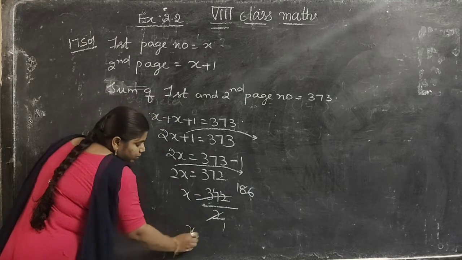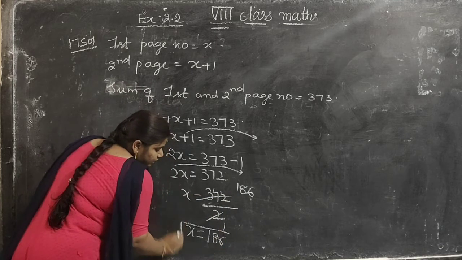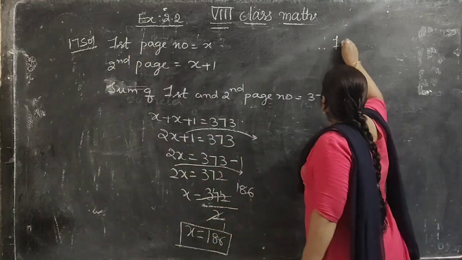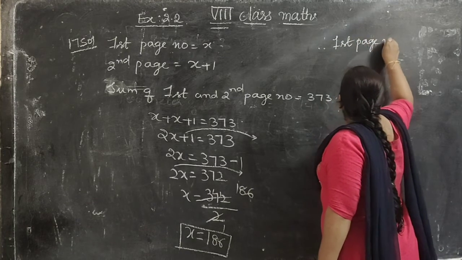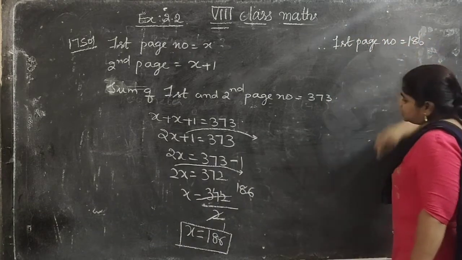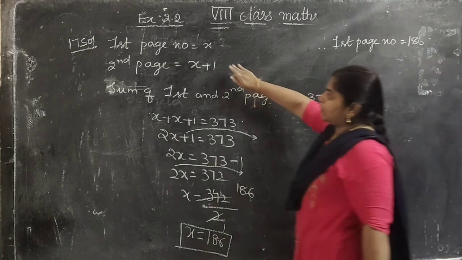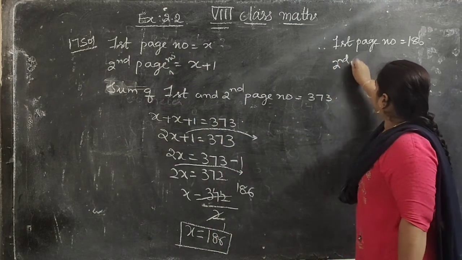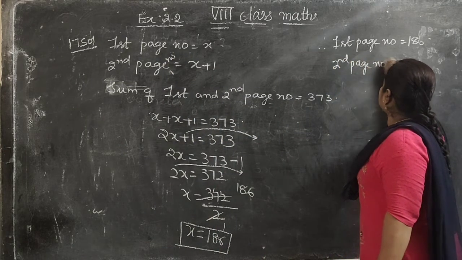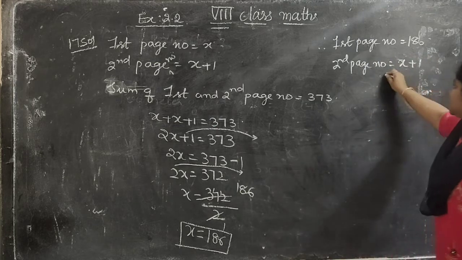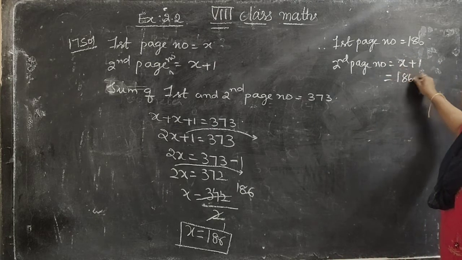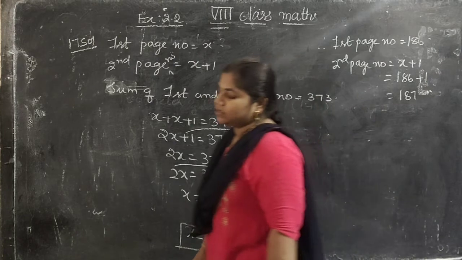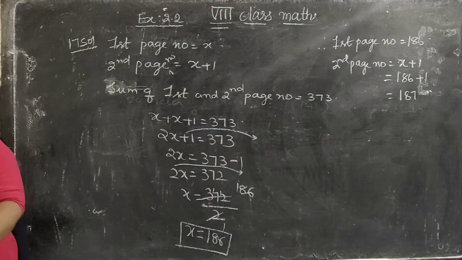So what is the first page number there? The first page number is 186. So x is nothing but the first page. Therefore, first page number is 186. Now what do we have to find? We have to find the second page number also here. So what is the second page number here? Second page number is what we have taken in the form of x plus 1. So x means 186 plus 1, that will be equals to 187. So first page number is 186 and the second page number is 187.